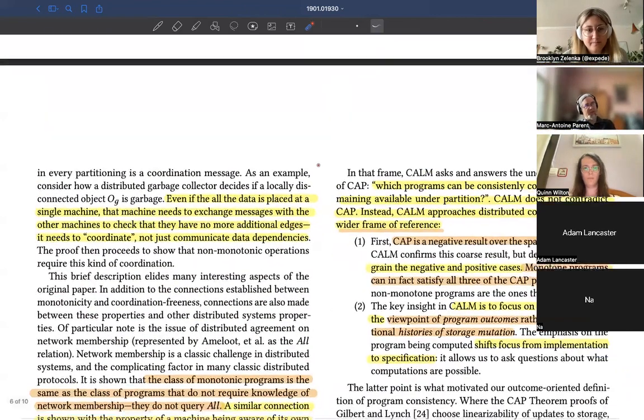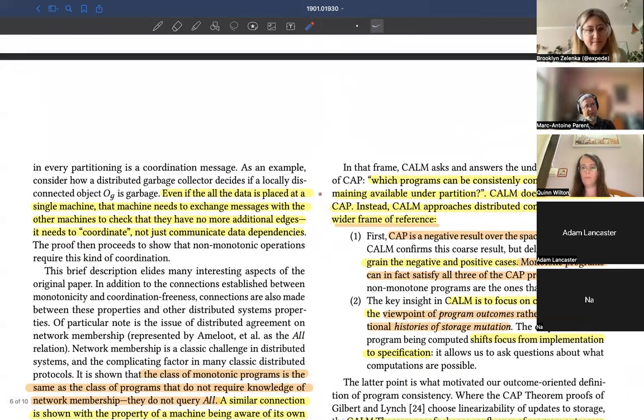Yeah, it seems to me that, thank you, that's useful. It seems to me there's still a kind of, okay, so non-monotonic operations require this kind, okay, that's the missing piece, really.